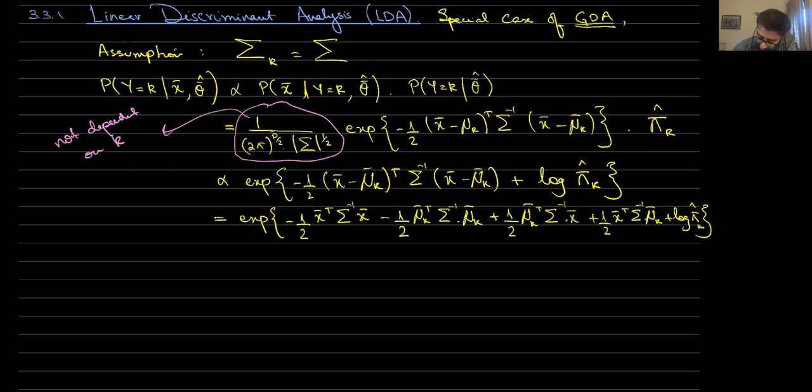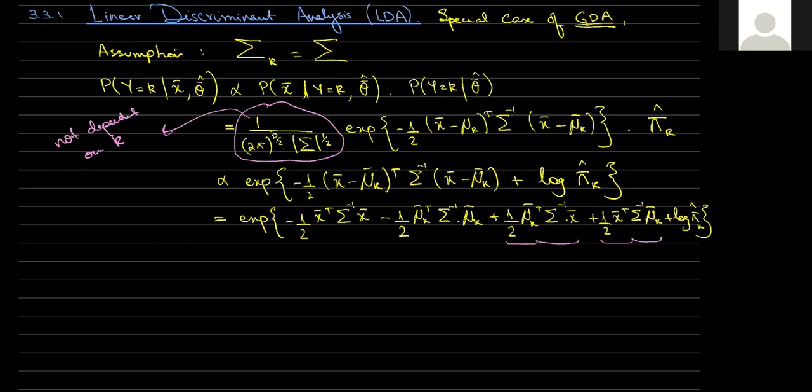Can I say something about this term here and this term here? What is the relationship between them? They are transposes of each other. Yeah, transposes of each other. They will result in the same if our covariance matrix is diagonal.